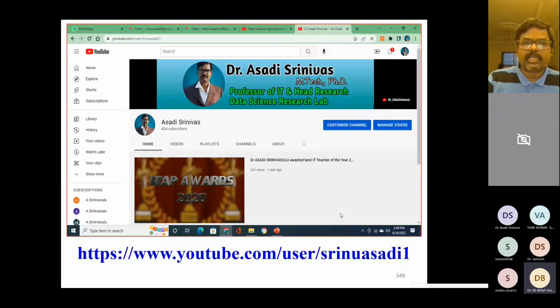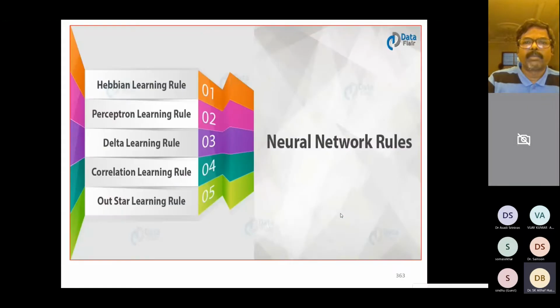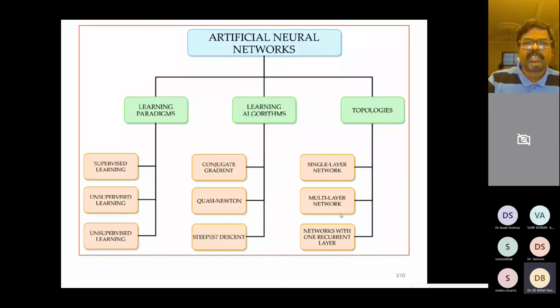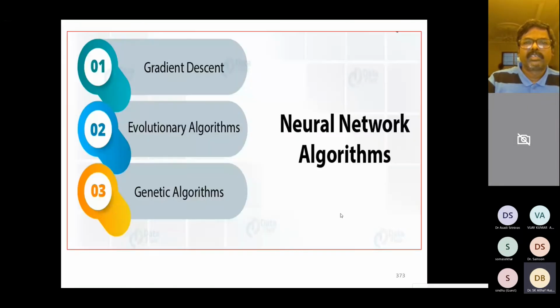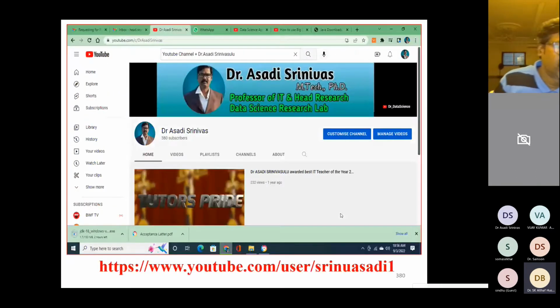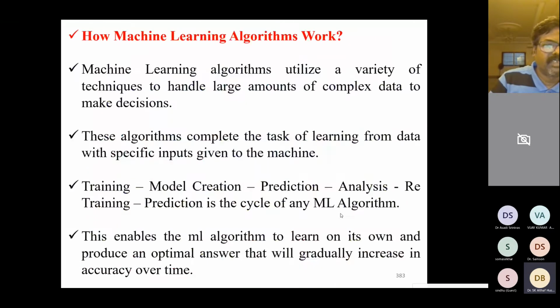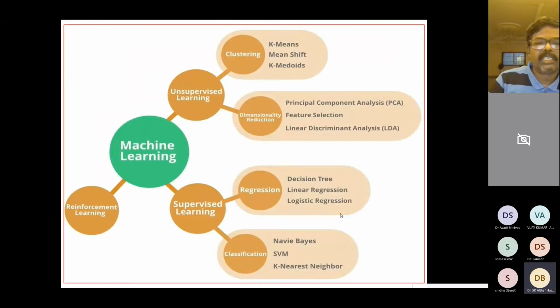Now we'll go to the machine learning concepts. In machine learning, what are the algorithms I am going to demonstrate? Machine learning, I think everybody knows, is learning from observational data. There are three approaches: supervised learning, unsupervised learning, and reinforcement learning.